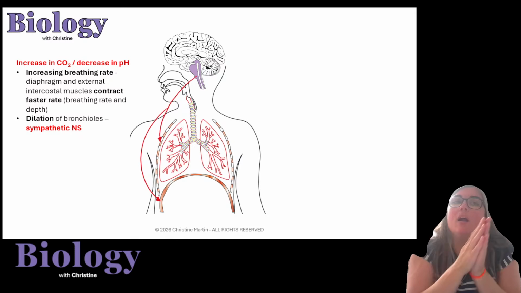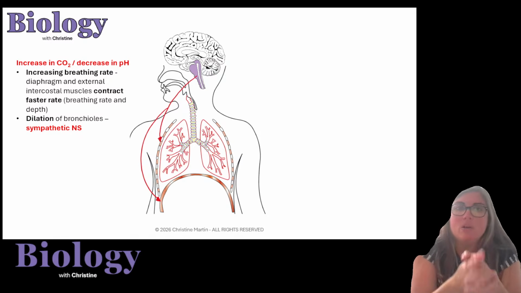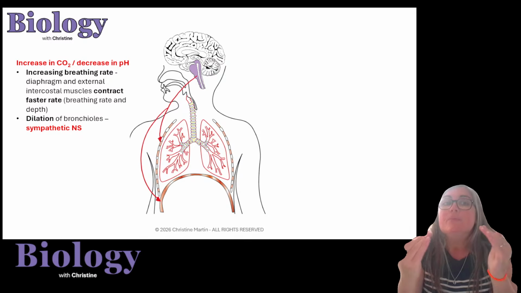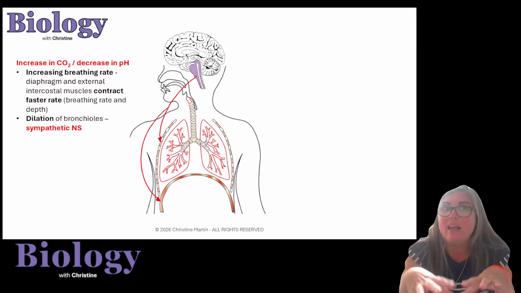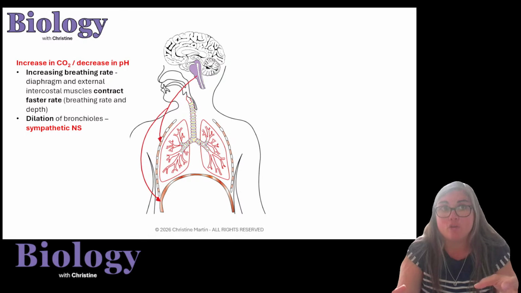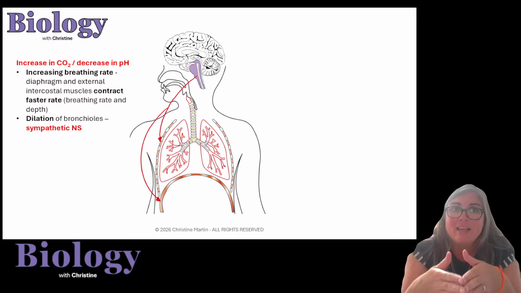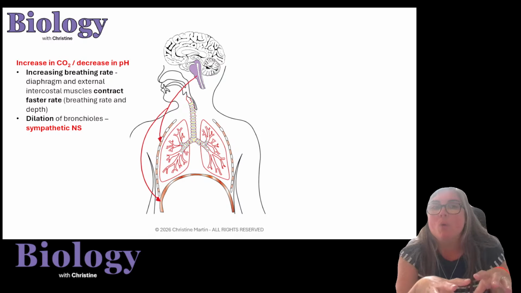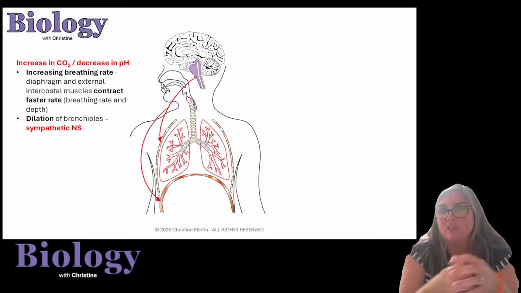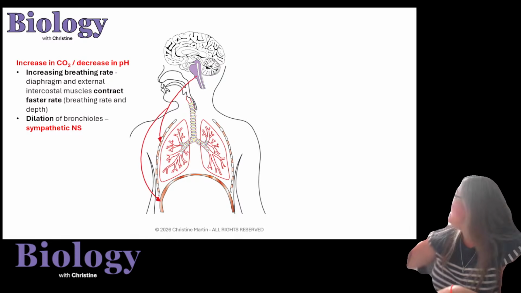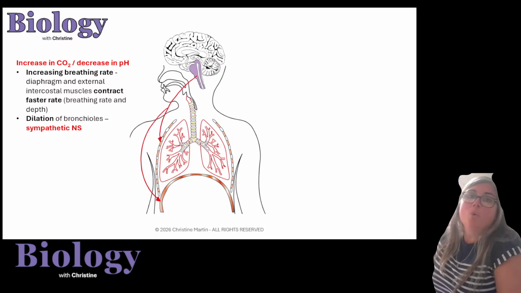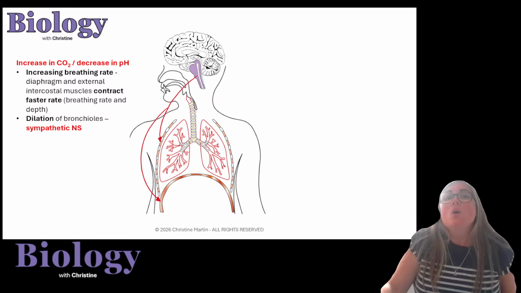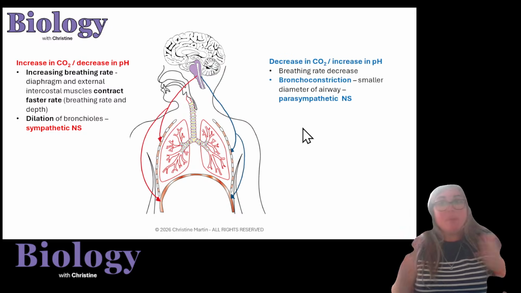So if we have an increased carbon dioxide and decreased pH, we're going to increase our breathing rate. We're going to increase the rate at which the diaphragm and external intercostal muscles contract, and that will mean that our breathing rate will increase and the depth of the breath will also change. And also what we can do is dilate our bronchioles. It's like opening a window a small amount or opening a window a large amount. If I'm dilating, I can have more air flowing in.